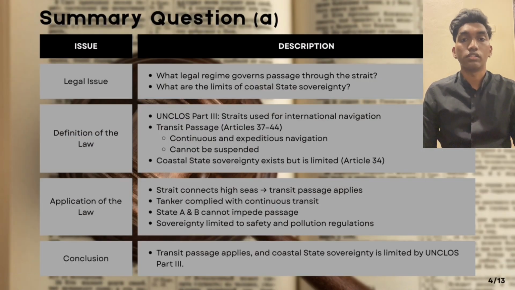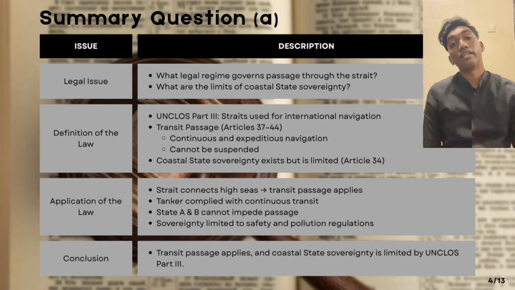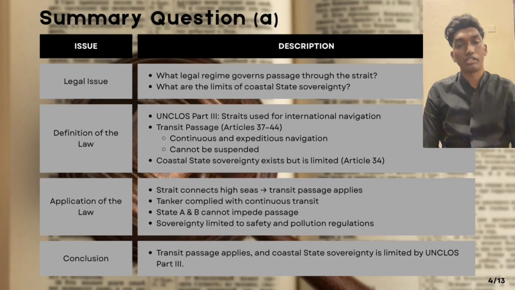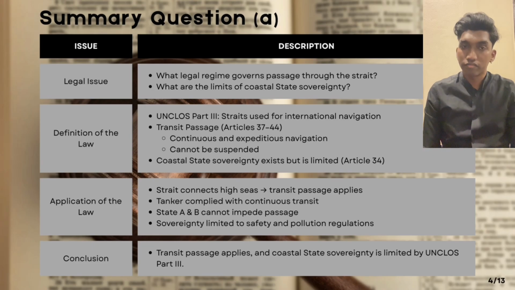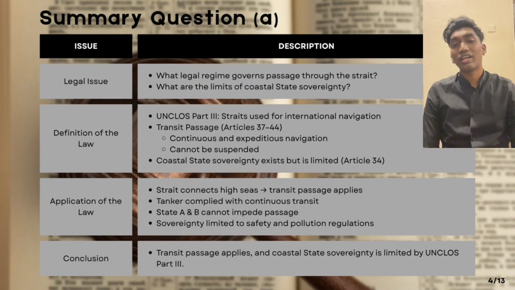To summarize question A, the strait is an international strait used for navigation. So transit passage applies, and the tanker complied with the continuous transit. So State A and State B cannot interfere with the passage. Their sovereignty exists, but it is limited to safety and pollution regulation. Therefore, transit passage applies and coastal states' sovereignty is restricted by UNCLOS.